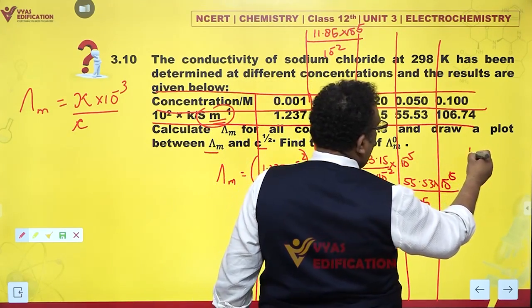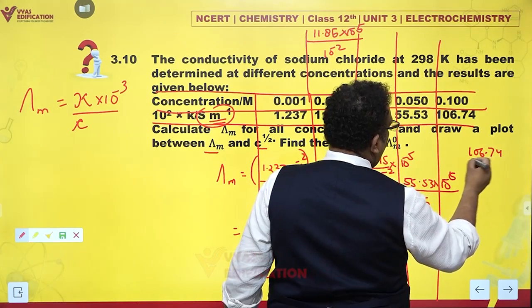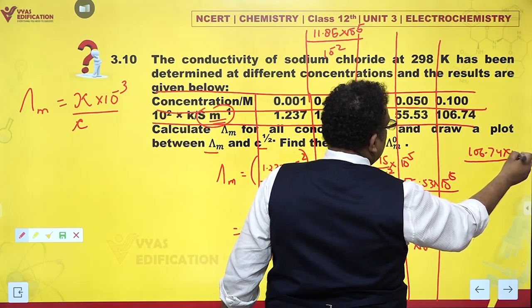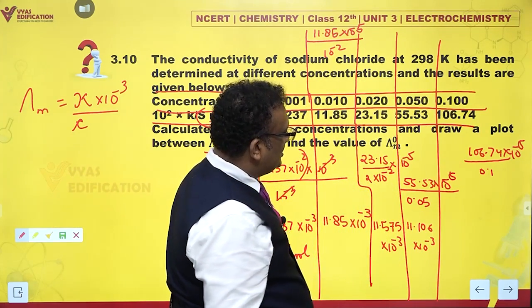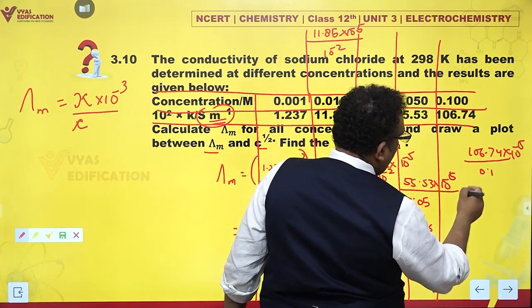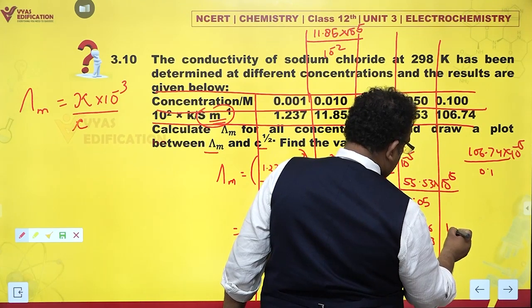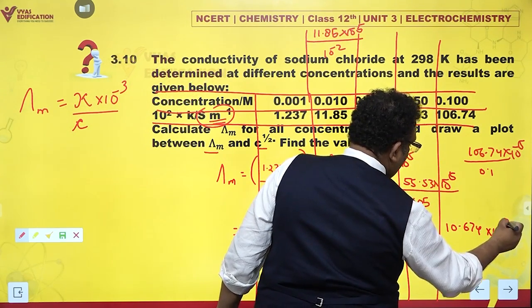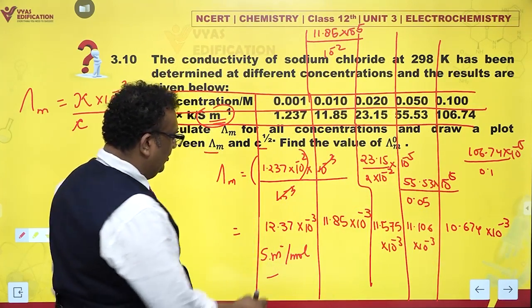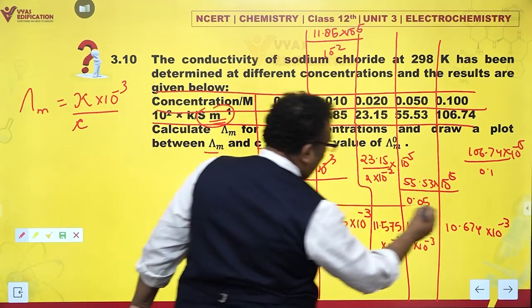And the last one, 106.74 into 10 raised to minus 5 divided by 0.1. Oh my god, how much is that? That is 10.674 into 10 raised to minus 3. Units are same, Siemens meter square per mole.